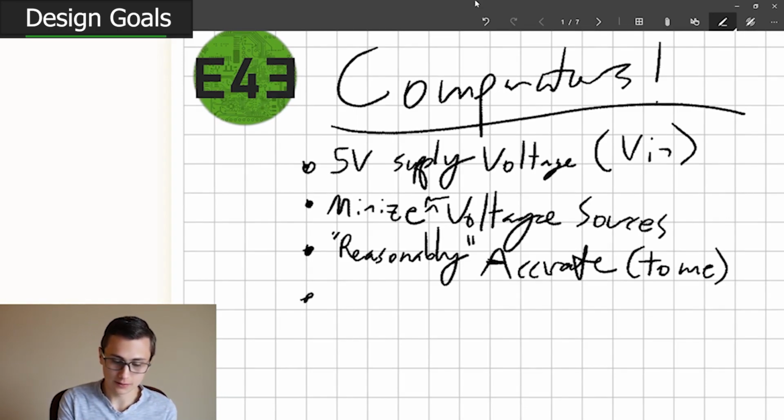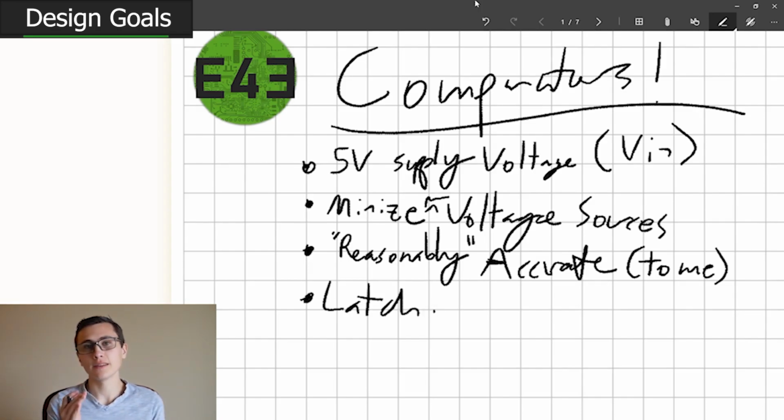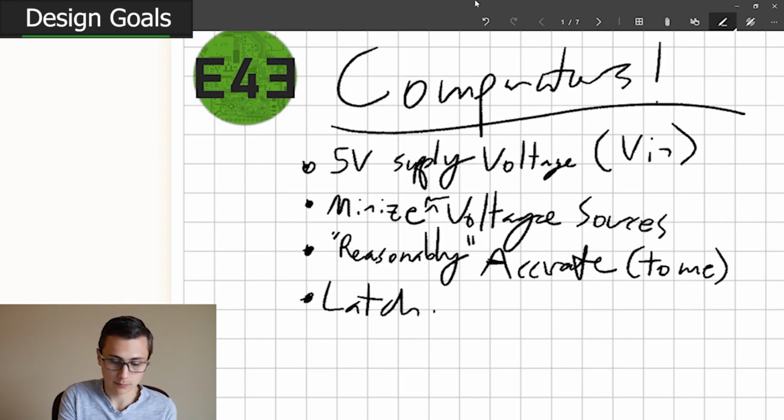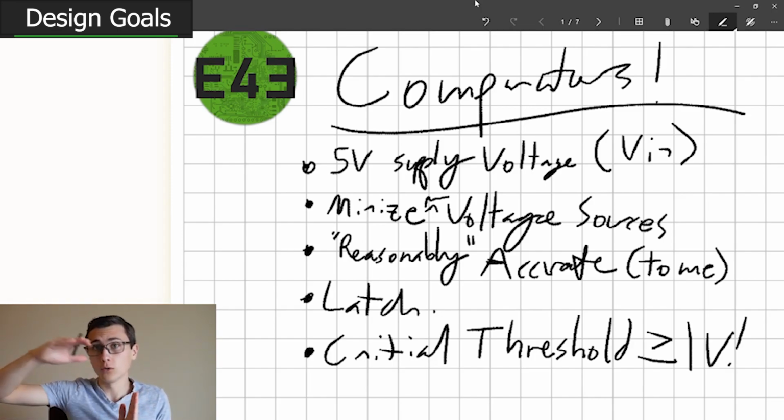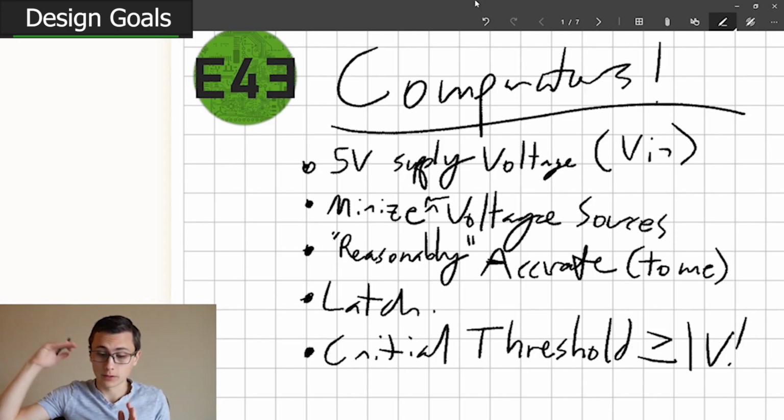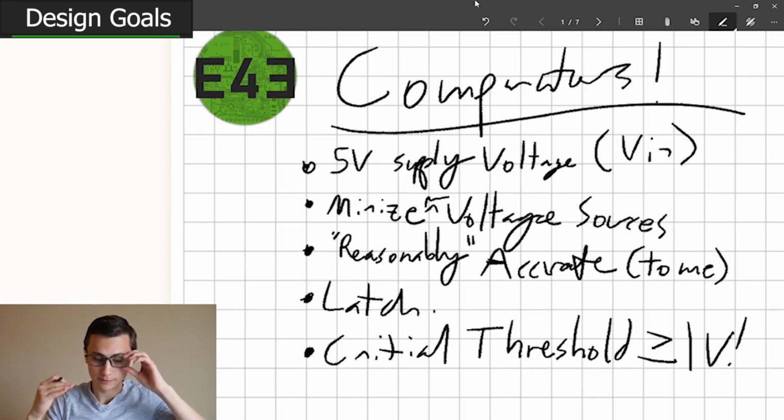And it needs to latch. For the sake of this video, for the sake of this example, we're going to say that the critical threshold is 1 volt on whatever we're monitoring. So basically, the comparator should be fine, but once we exceed 1 volt, we want to turn off and stay off forever. All right, that is our design challenge.